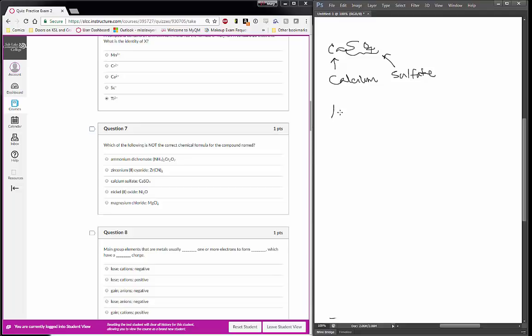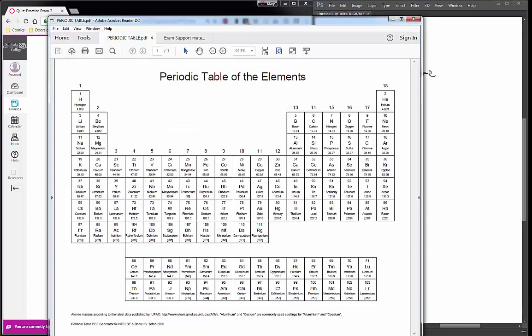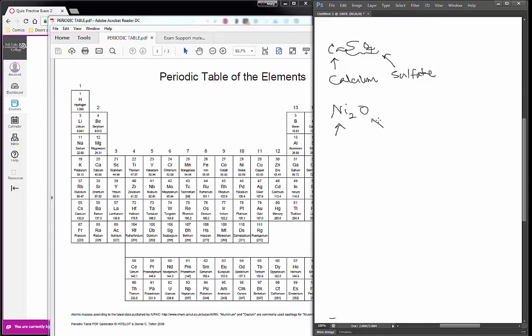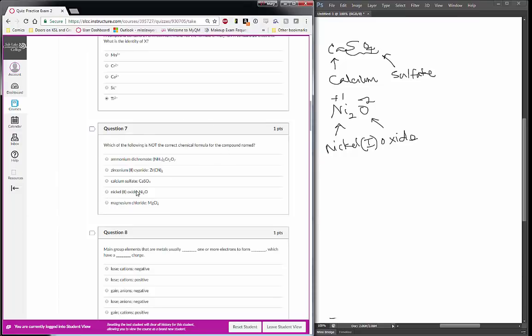Next, Ni2O. Nickel is a transition metal. It's right here, so we have to include the charge. We don't know it, but we can deduce it based on what we know, that oxygen has a -2 charge in an ionic compound. So this is going to be oxide, and because there are 2 nickels, then they each would have to have a +1 charge. So this is going to be nickel 1 oxide. And we look at the name, they called it nickel 2 oxide, so that one would not be correct.